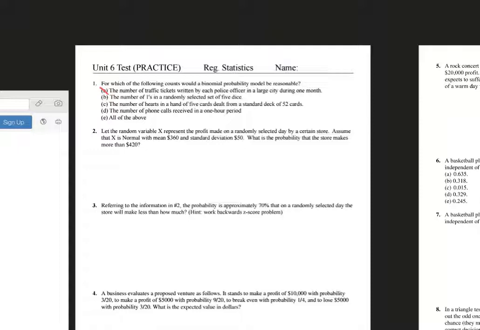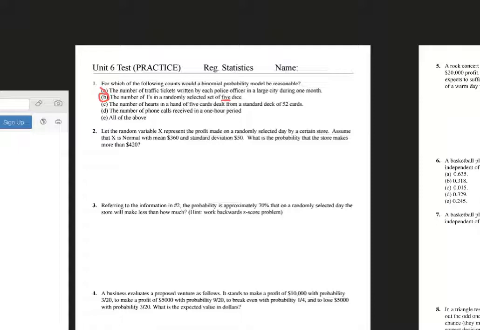There is a fixed number of trials, which in this case is going to be 5. And the probability of success is the same for every trial. The probability of getting a 1 in every case is 1/6. So it looks like B is going to be the correct option. If we look at C, this isn't considered independent because we're not drawing the cards with replacement. And D, for the same reason as A, the probability of receiving a phone call is not the same for every single phone call.